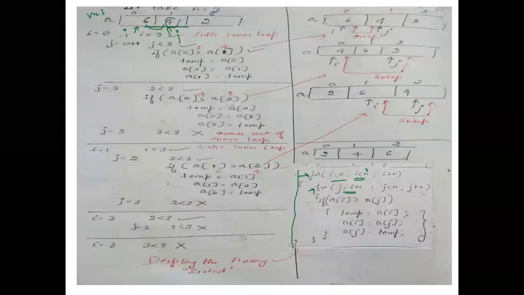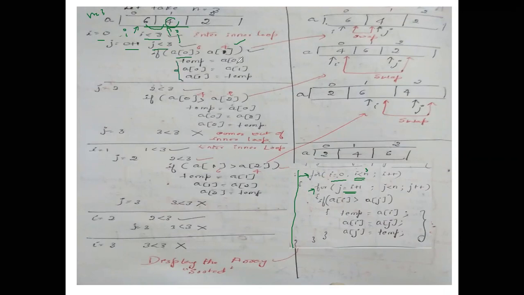Okay, so here, let's trace the program. i is equal to 0, i less than 3. Yes, condition is true. j is equal to 0 plus 1, 1 is less than 3. So make the comparison. A of 0 is greater than A of 1. So 6 is greater than 4. Yes, condition is true. So if 6 is greater than 4, using a temporary variable, we are exchanging the values.